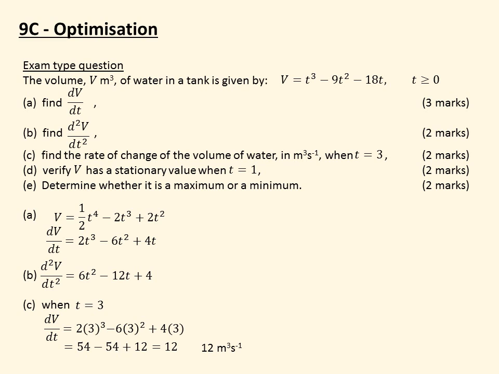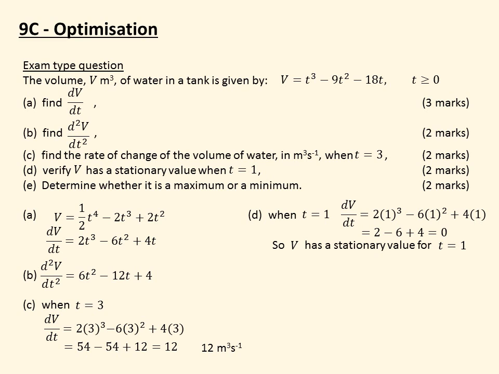In part D, we're going to verify a stationary point. A stationary point occurs when the derivative is 0. So if we put t equals 1 into the derivative, we should expect to get 0 out. So if we substitute in, we get the value 0 as expected. So t equals 1 is a stationary point.